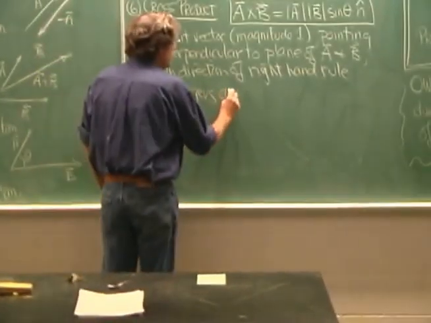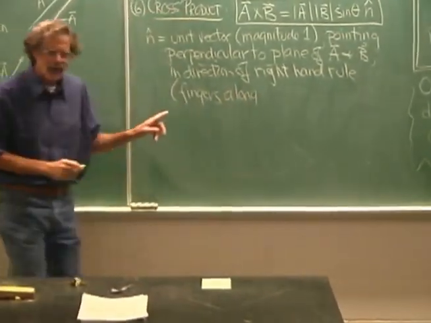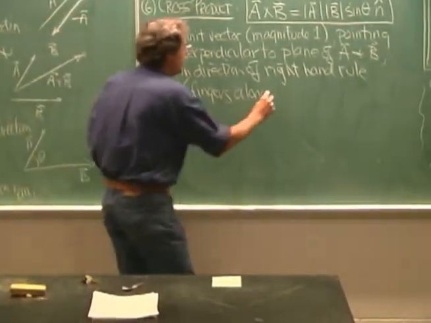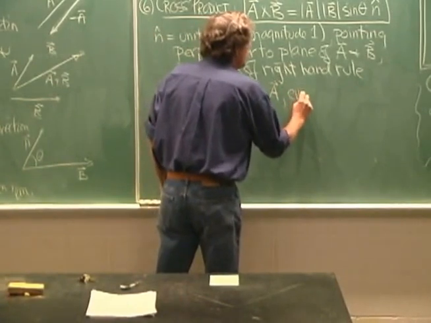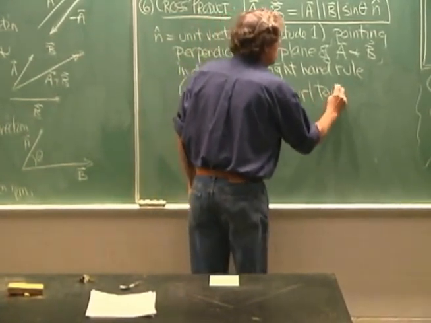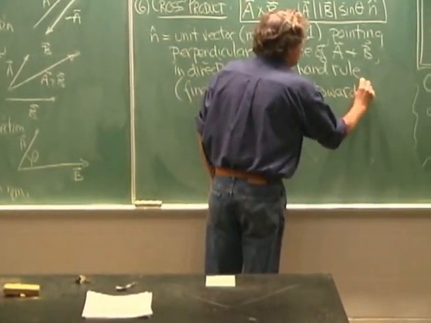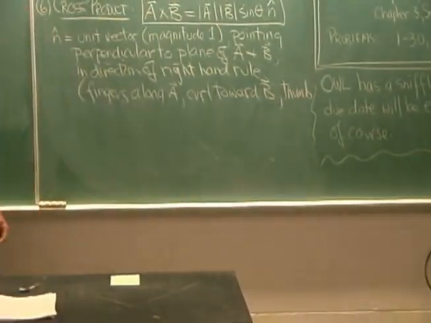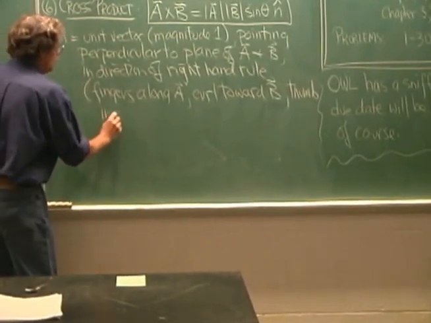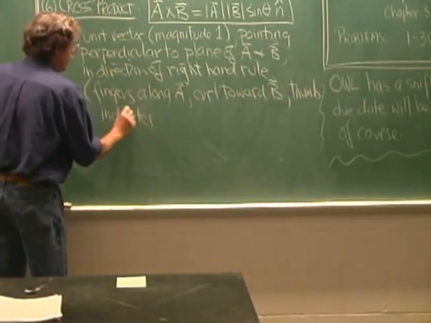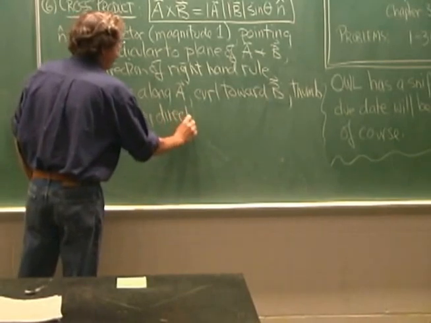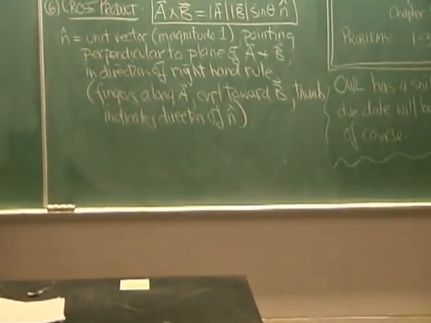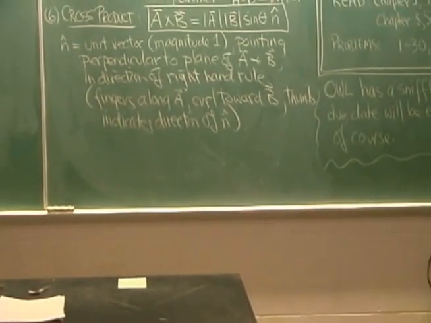Fingers along A, fingers of your right hand, of course. Your left hand, you're going to come out backwards. Fingers along A, curl toward B. Then your thumb indicates the direction of n hat. I'm sorry, it's nasty, but there you have it.